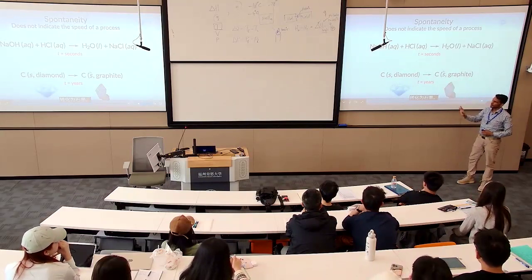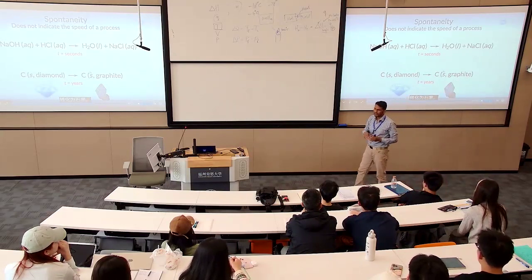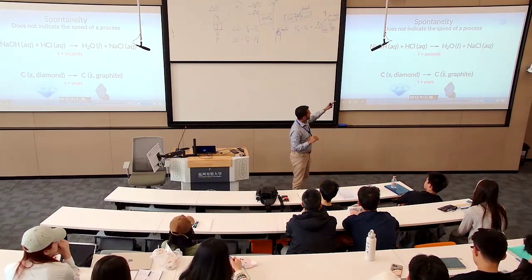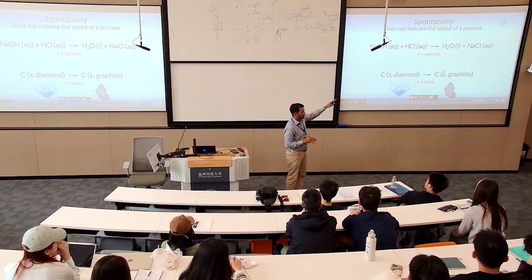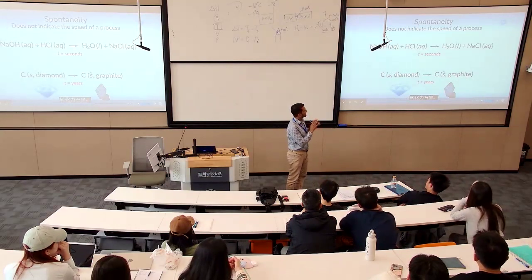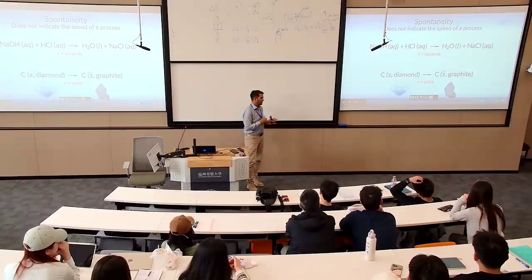In this chapter, we only predict whether a reaction is spontaneous or non-spontaneous, but it doesn't tell us the speed of the reaction. Maybe one reaction is spontaneous, but its speed is very, very slow. So in this chapter, spontaneous process does not concern the speed. Kinetics, no. It only tells whether the reaction takes place on its own or needs energy.